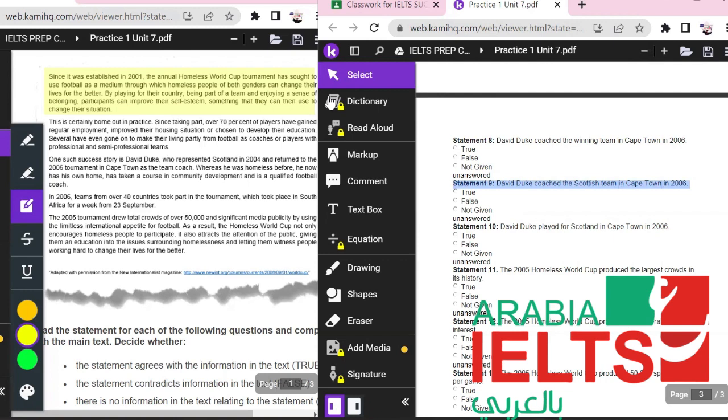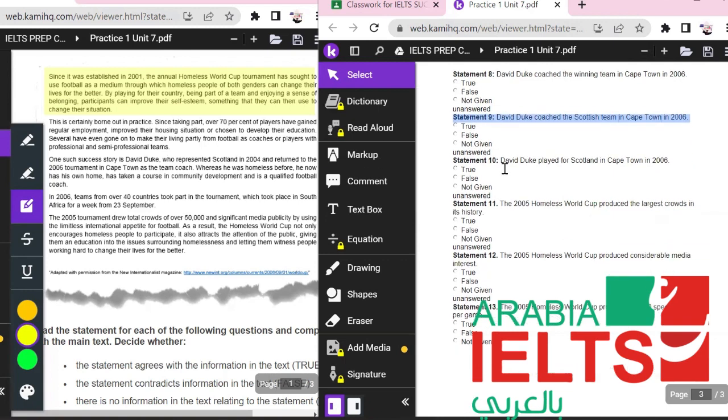David Duke coached the Scottish team in Cape Town in 2006. The same, also true. That's why I'm confused. Back to statement 10: David Duke played for Scotland in Cape Town 2006. False. Great job.